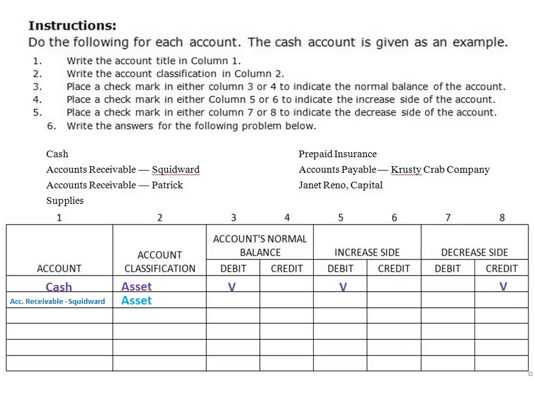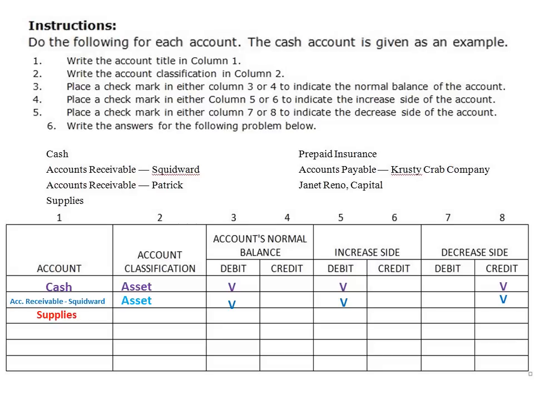Well, an asset is on the left side of the accounting equation. The account's normal balance then, if it's on the left side, has to be a debit. The increase side will be a debit. And if our increase side is a debit, then the only way our decrease side can be is a credit. We've got accounts receivable again with Patrick, but we won't use that one.